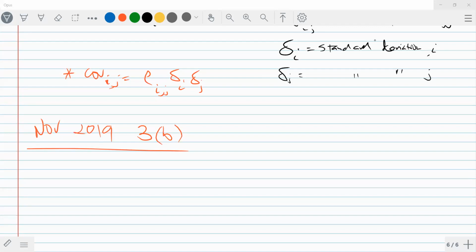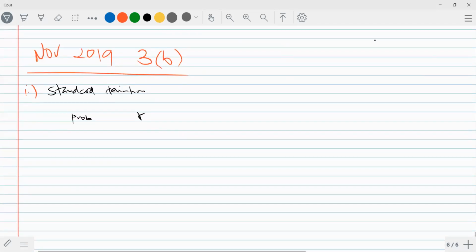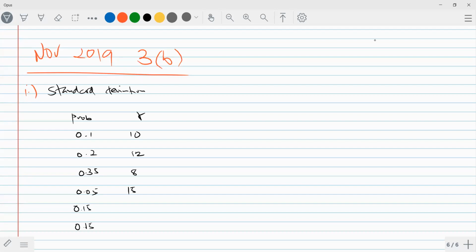From the data set above, this is a probability distribution. We can begin with Y, the standard deviation of Y. So I have the probability and the forecast return, which I'm going to call R. The probabilities are 0.1, 0.2, 0.35, 0.05, 0.15, and the returns are 10%, 12%, 8%, 15, 14 and 9.